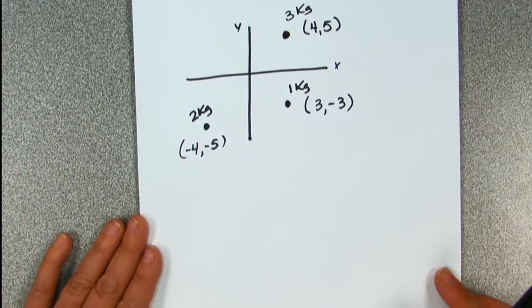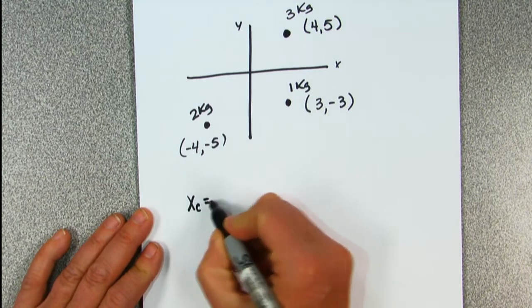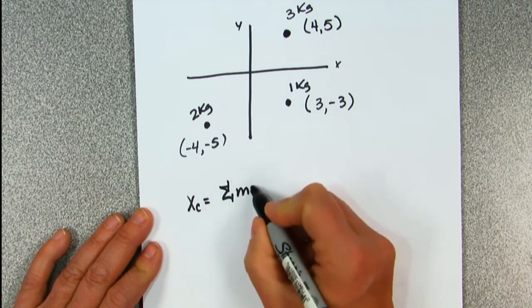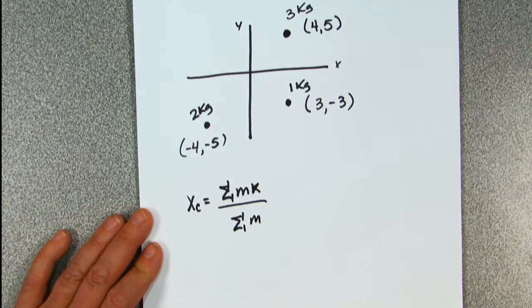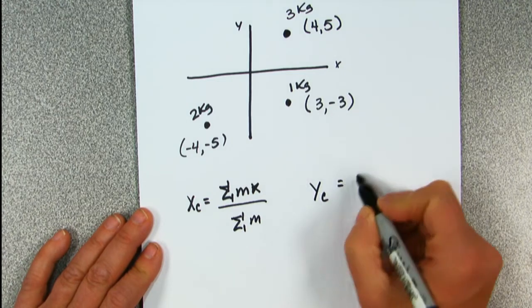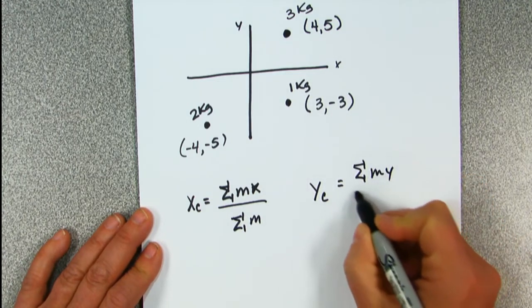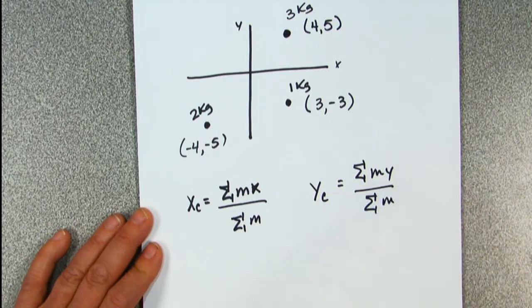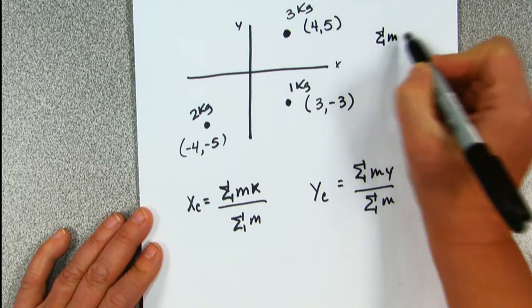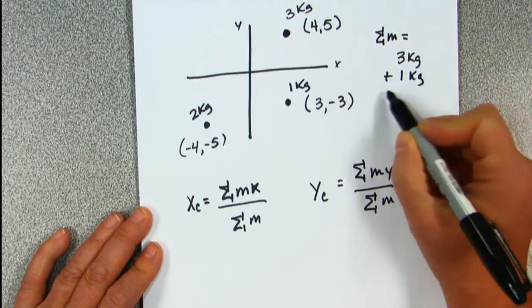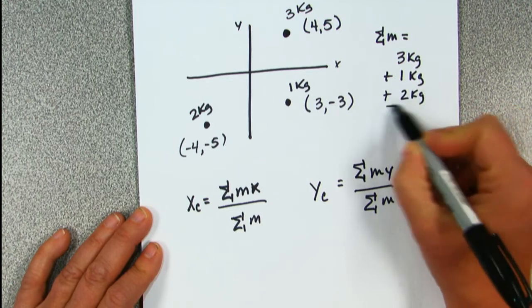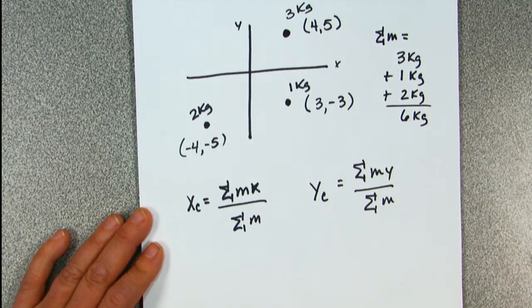So for the center of mass, x is going to be the sum of mx divided by the total mass, and y is going to equal the sum of each individual my divided by the total mass. So I'm going to need the total mass. Let's do that first, because that's going to be easy, right? The sum is 3 kilograms plus 1 kilogram plus 2 kilograms, which gives me 6 kilograms. So I've got my total. It's going to make life really simple.